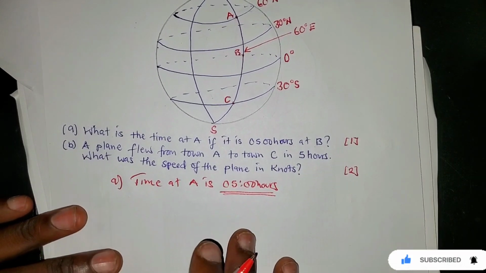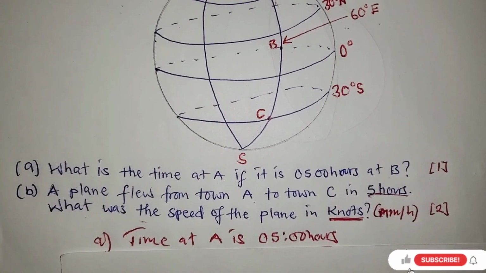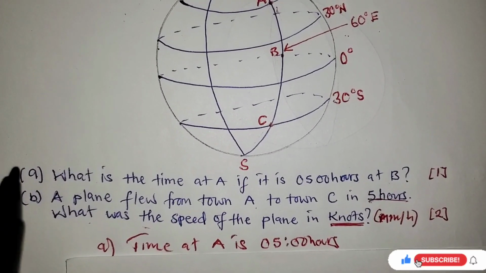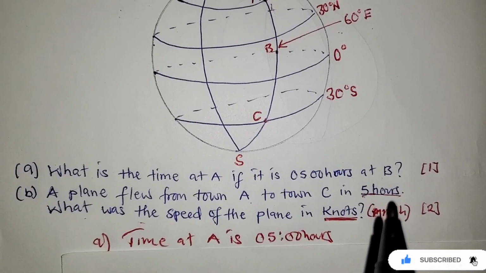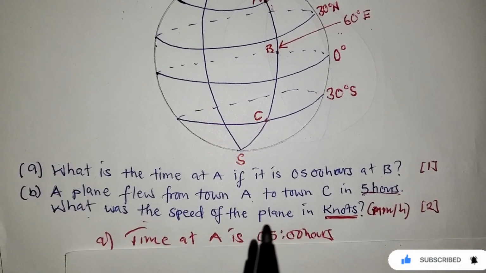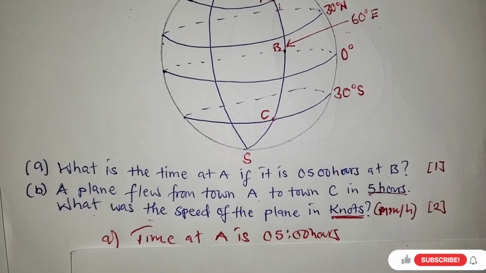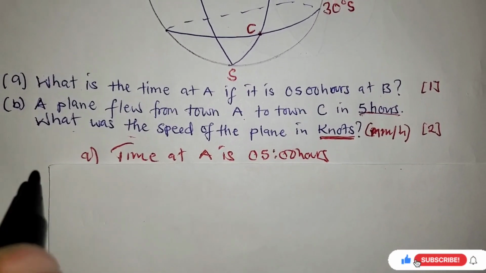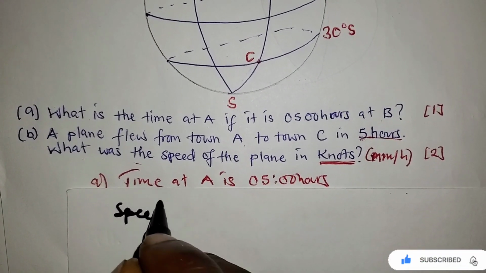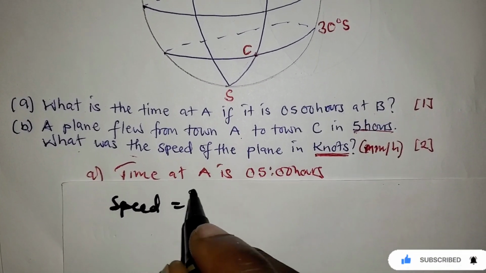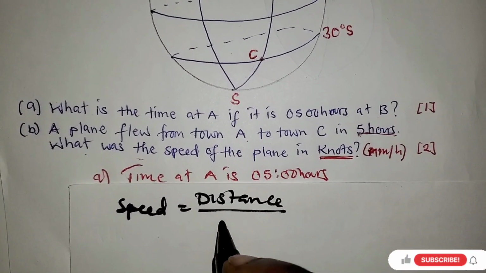Let's go to question B. The second question reads, a plane flew from town A to town C in 5 hours. What was the speed of the plane in knots? Knot means nautical miles per hour. The formula for calculating speed is speed is equals to distance covered over time taken.